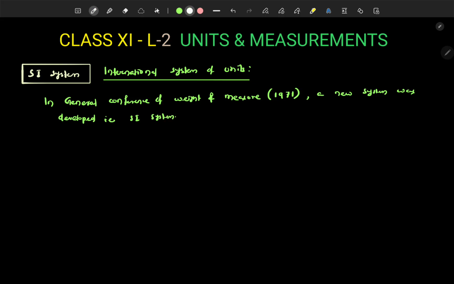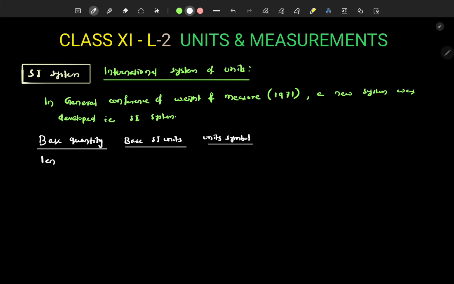And as per that conference, it has been decided that the SI system contains 7 fundamental base units and 2 supplementary units. So what are they? First we have to write base quantity. Base means fundamental. Next one is base SI unit, that is the fundamental quantity units. Next, unit symbol.